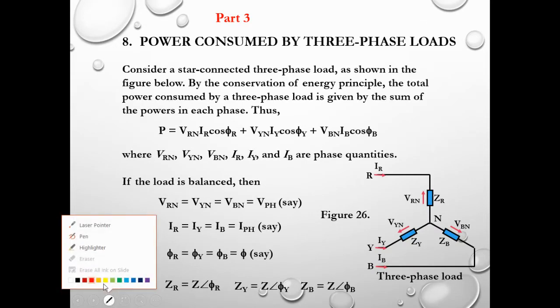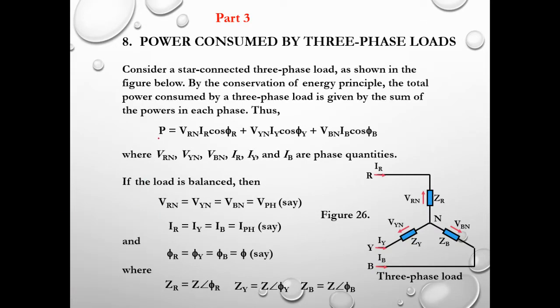Thus, we can simply write that the total real power is VRN IR cos theta R. This is for phase R, the red phase. Similarly for the Y phase, we have VYN IY cos theta Y. This is for the second phase. And then the third phase is VBN IB cos theta B. This is the third phase, or the blue phase.